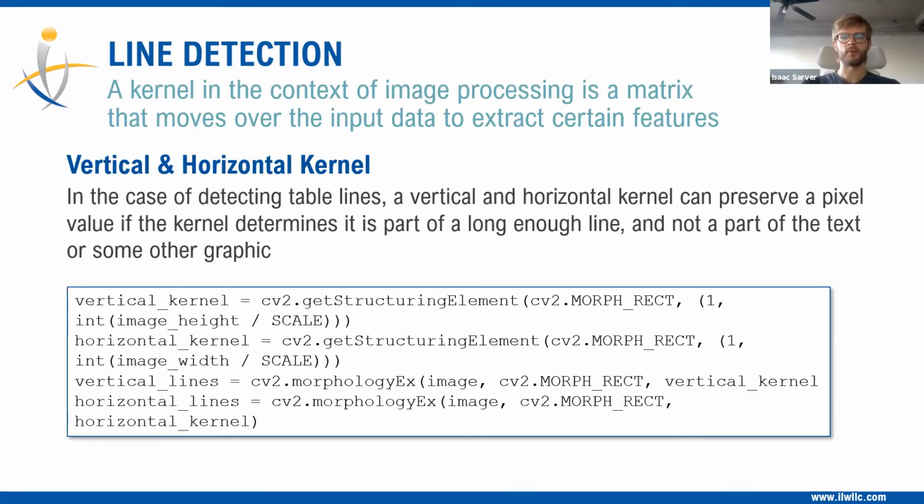Diving into this pipeline a bit more, let's talk about how we can achieve detection of the table lines. This is accomplished by creating vertical and horizontal filters, or kernels, that pass over the image and demarcate each line in the table. On this slide, you can see a code snippet showing this process using the getStructuringElement and morphologyEx functions from the OpenCV library.